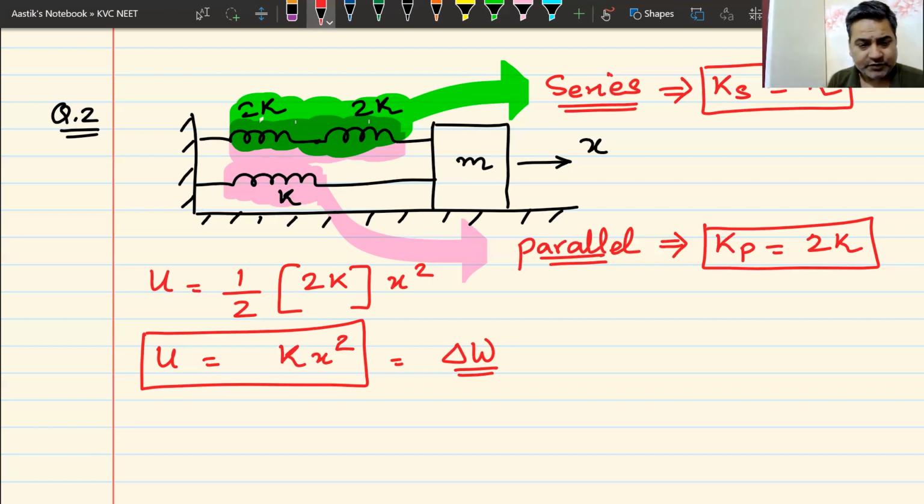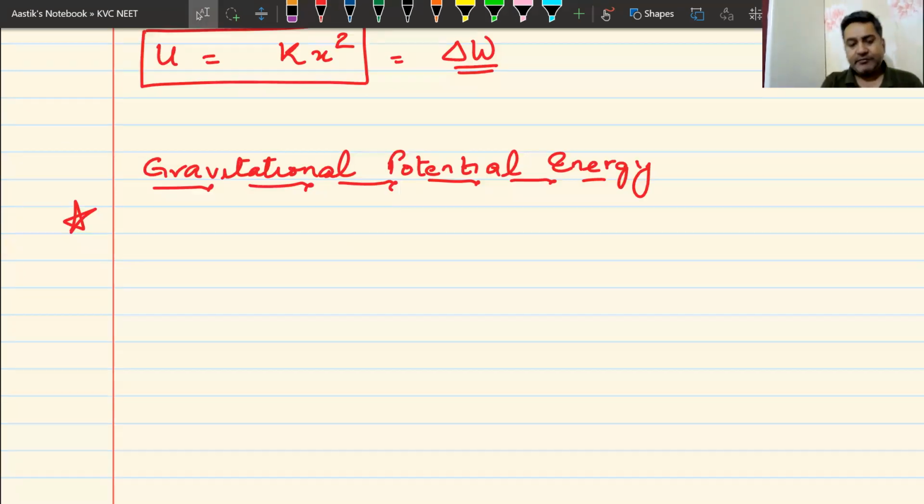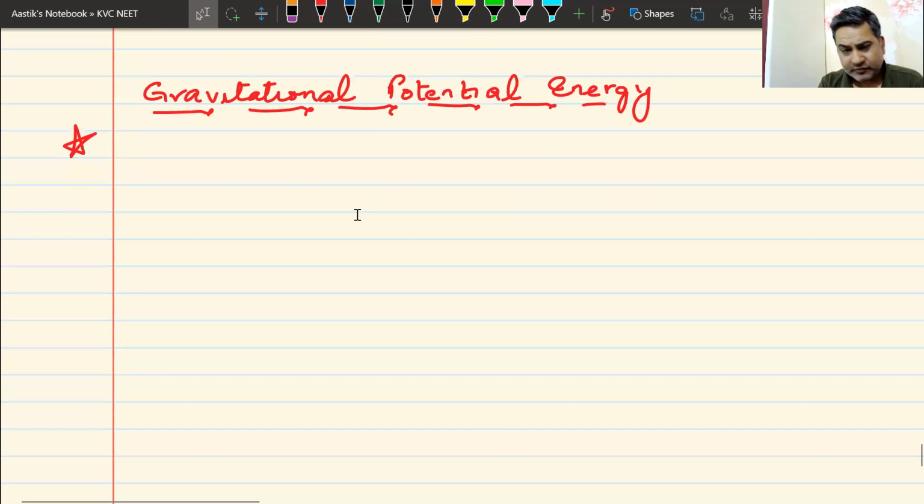I hope all of you have noted down this solution. Let us move ahead and discuss the next thing, gravitational potential energy. We have already discussed this, so there is nothing much here. But what I wanted to discuss are some small points which can be of much use when solving some questions. So let us see what those important points are.